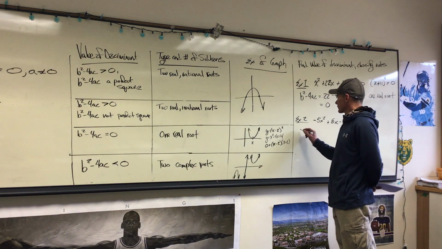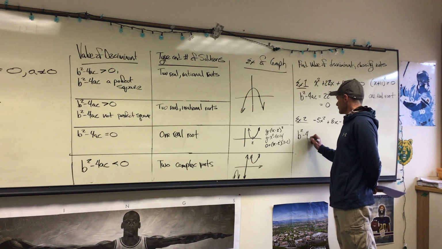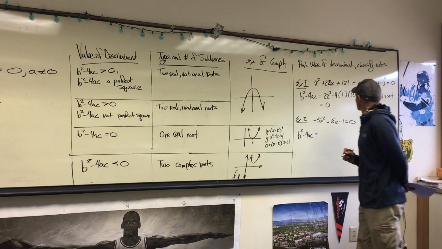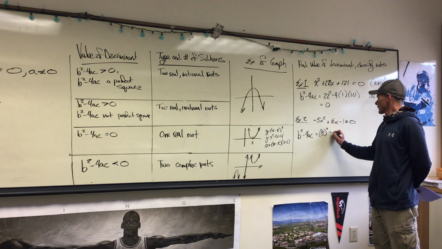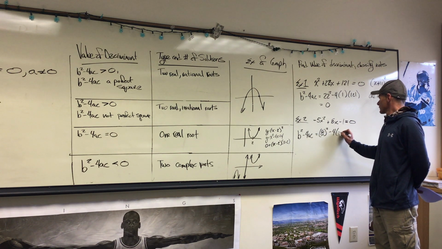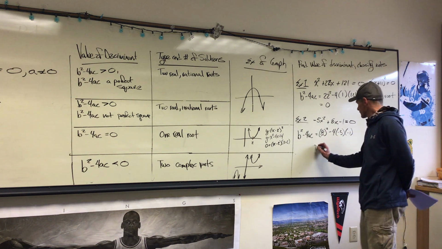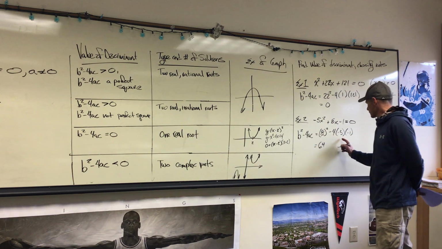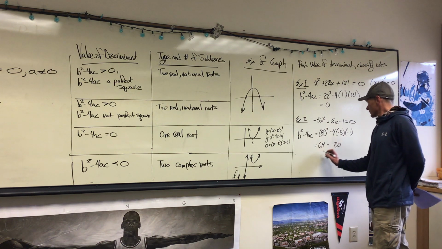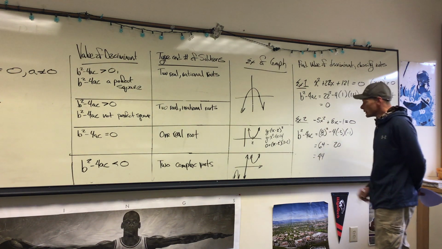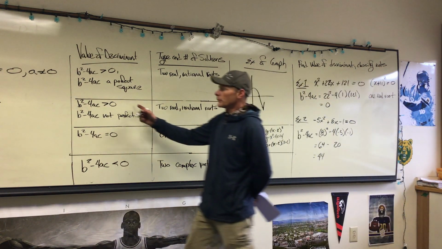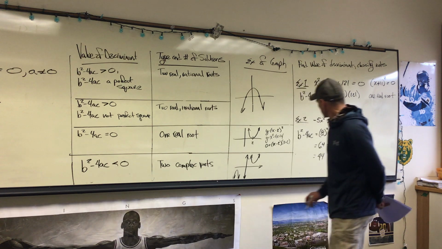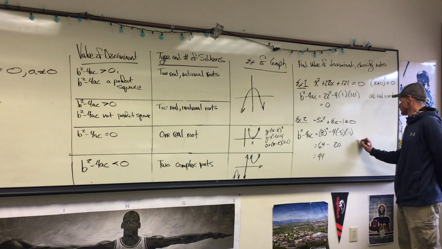Let's calculate b squared minus 4ac. 8 squared minus 4 times minus 5 times minus 1. Ooh, a lot of minuses in there. 64 minus 20 is 44. So where do we live in there? Our discriminant is greater than 0, but it's not a perfect square, so we're going to have two irrational roots here.